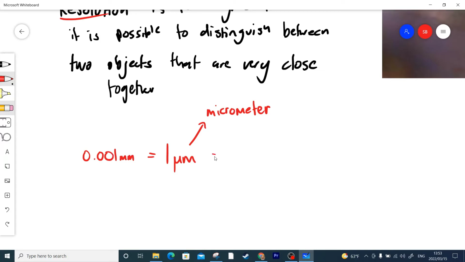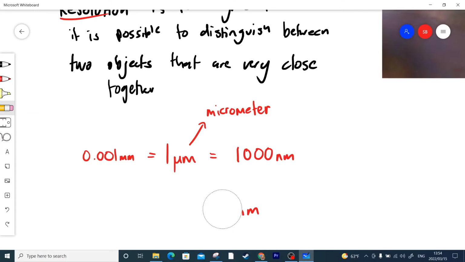Now you can get even smaller units, and an even smaller unit than a micrometer is a nanometer. So 1 micrometer is actually 1,000 nanometers. And you can think of it like this. If I had 1 nanometer, that would be 0.001 micrometer. So 1 nanometer is 1,000th of a 1,000th of a millimeter. So you have your millimeter, you chop that up 1,000 times, that's 1 micrometer. You chop it up another 1,000 times, and then you'll get yourself 1 nanometer.